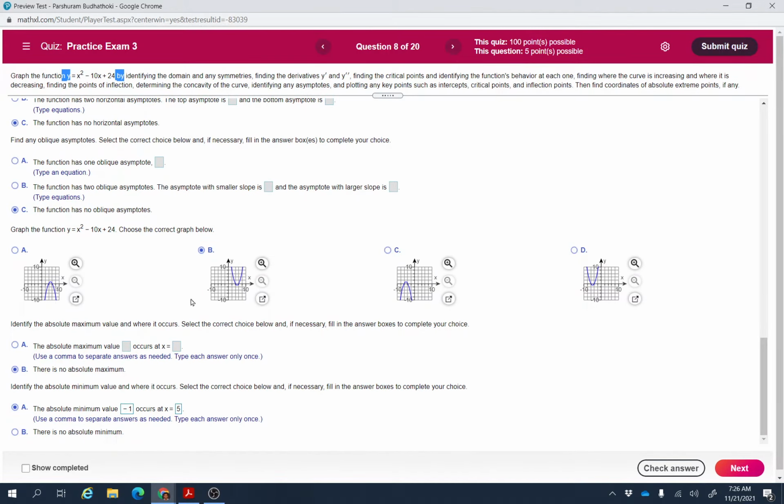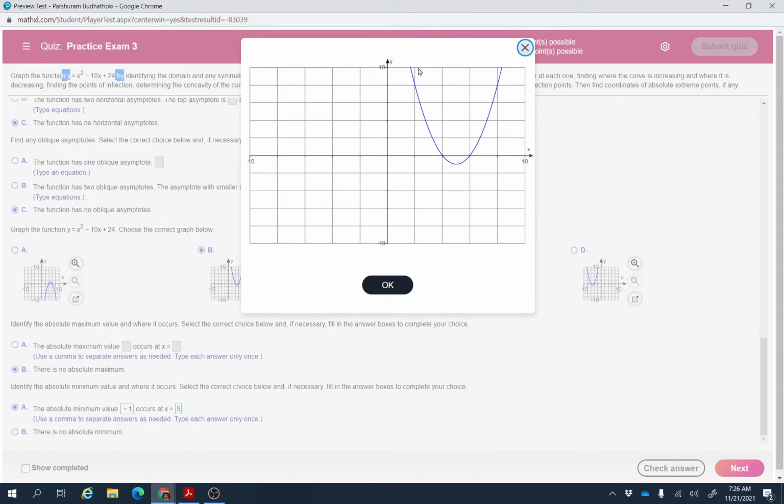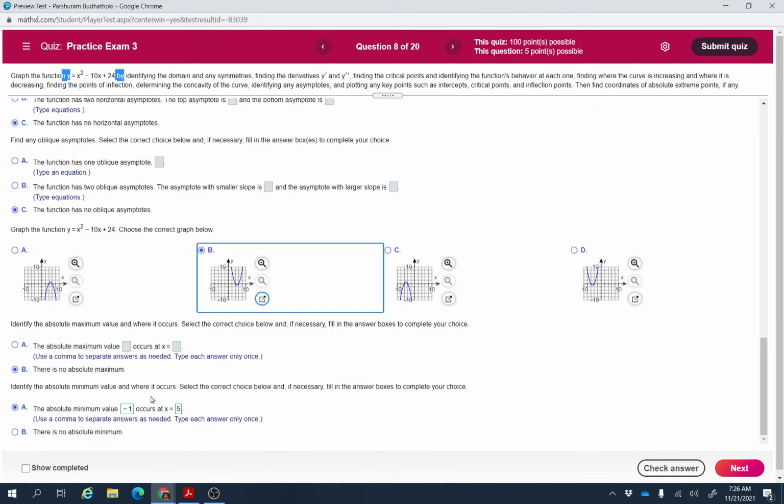Finally, by looking at this graph, you can see that there is no absolute maximum value. Look at the graph, no absolute maximum value, but there is an absolute minimum value at that critical point, which is at 5. The value itself is -1. So the absolute minimum value is -1, which occurs at x equal to 5.